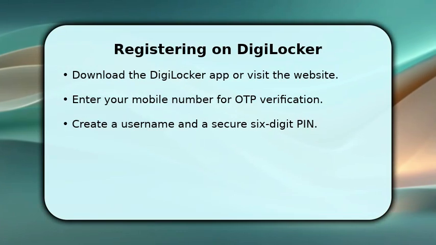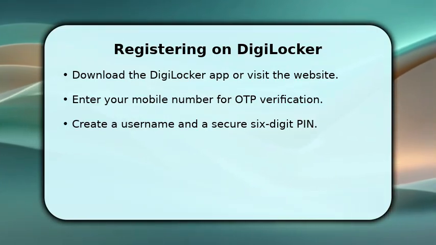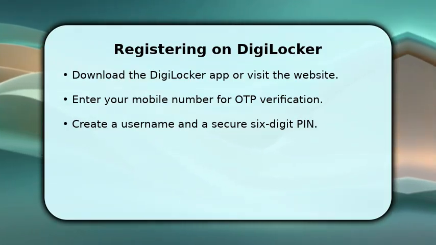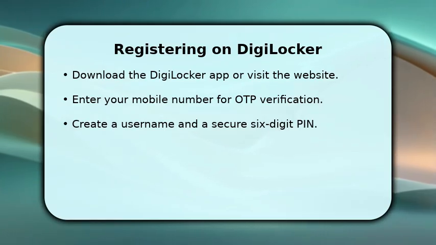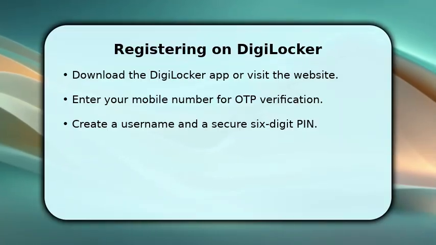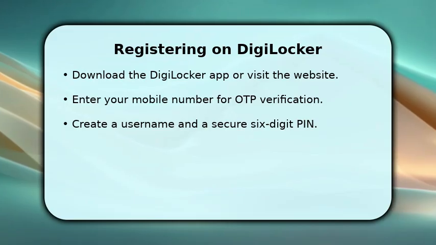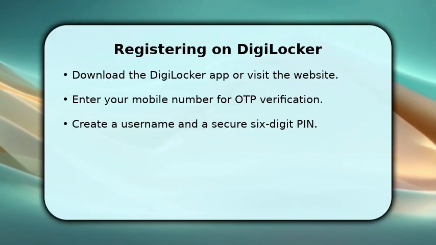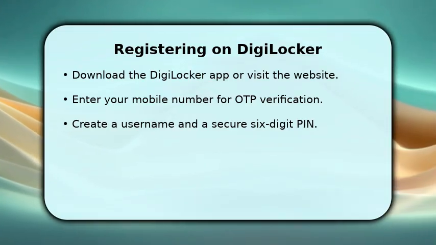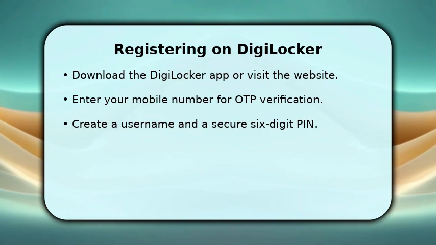To begin, you'll need to register on DigiLocker. You can easily do this by downloading the official DigiLocker app on your smartphone or by visiting their website. Once there, you'll enter your mobile number, which will be verified with a one-time password. Next, create a unique username and a secure 6-digit PIN for your account. For complete access and to link your academic records, it's essential to link your Aadhaar number during this registration process.